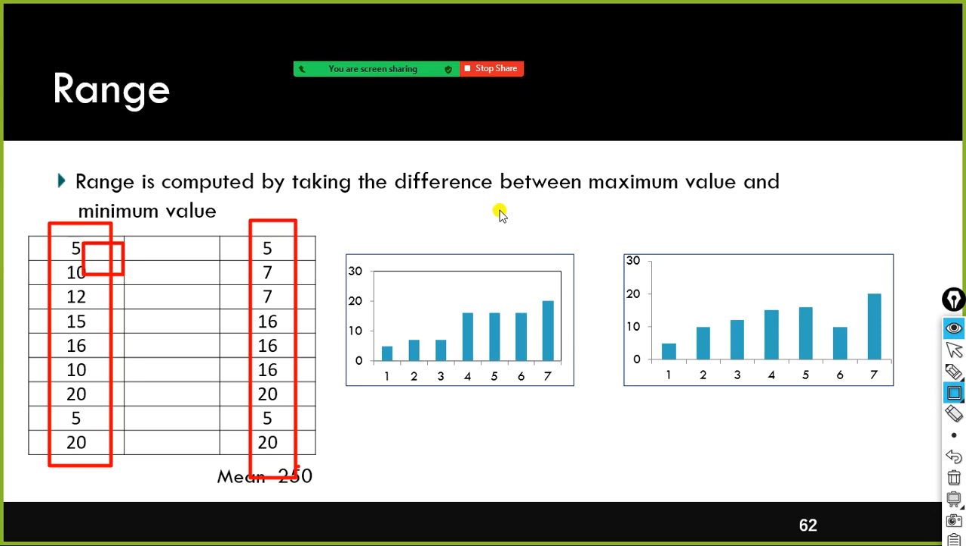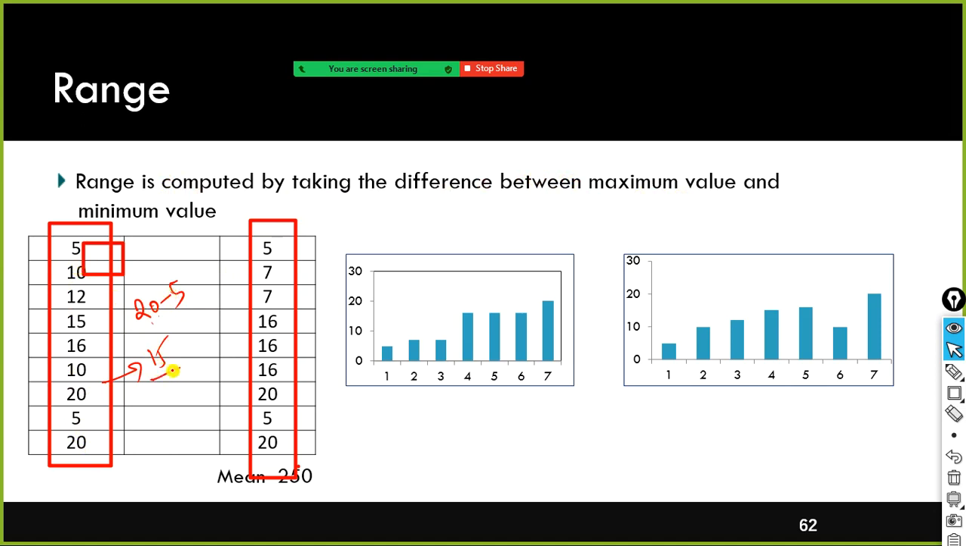So this gives an estimate. The range gives an estimate of the spread of the data. In this case, the maximum value is 20, the minimum value is 5 for this data set, and the range is 15. How do you compute the range? Difference between maximum and minimum value. What is the maximum value in the data set? 20. Minimum value is 5, so 15.